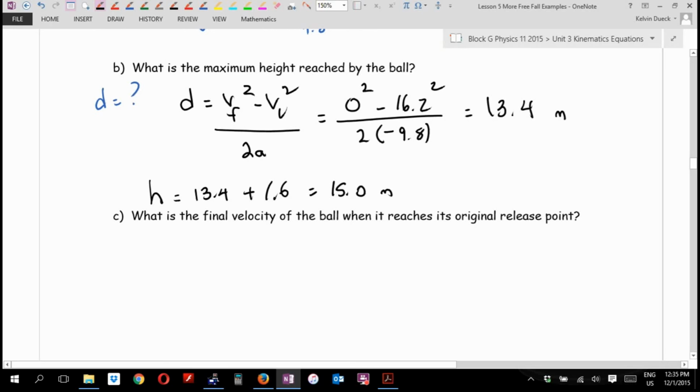C. What's the final velocity of the ball when it reaches its original release point? That's worded awkwardly for a reason. I don't want you to find the final velocity when it hits the ground, because that would mean it had fallen further than I threw it in the first place. I mean that you can do this question in your head, showing no work whatsoever. No, that's after it hits the ground, Captain Obvious. I'll never want 0 as an answer. Negative 16.2. Why would you say negative 16.2? Because what goes up must come down. Okay?